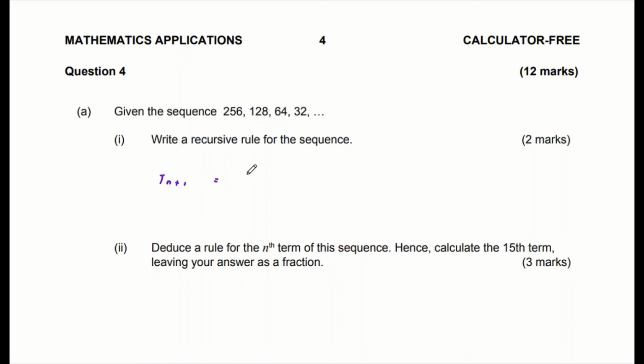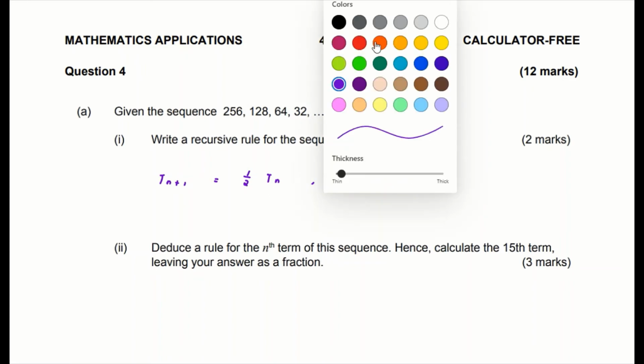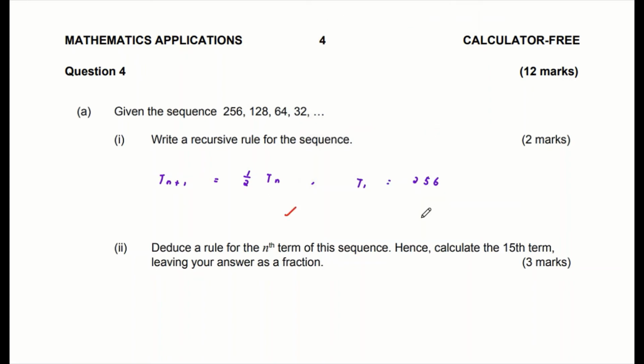So either you want to write 1 over 2 or you are writing 0.5. They are both acceptable. All right, but then fraction will be an easy one if let's say you want to continue for your answer for part 2. Okay, so this is the way that you should write it. Then after that, your T1 will be equal to 256. All right, so make sure that your recursive rule contains two parts. So the first one you start from the pattern, then after that the first term.